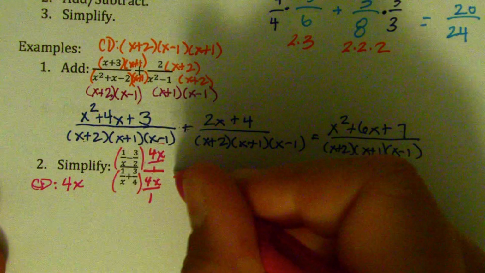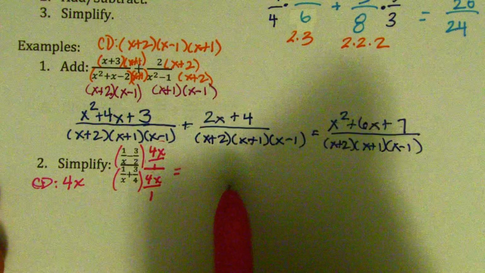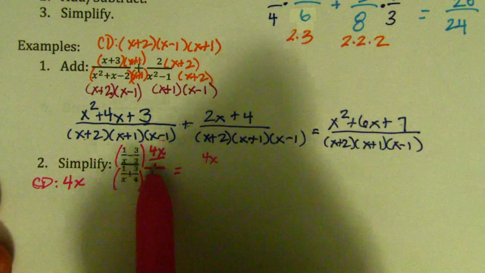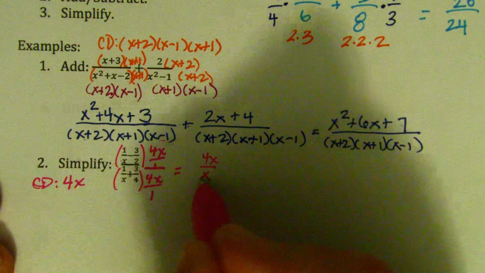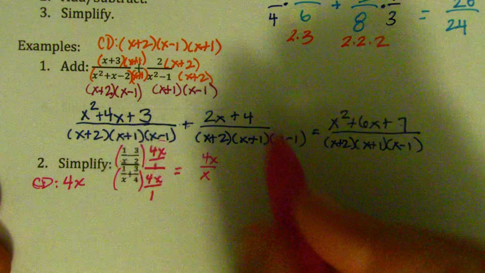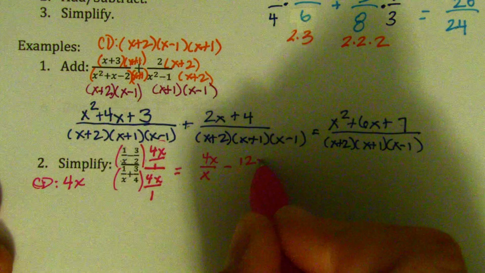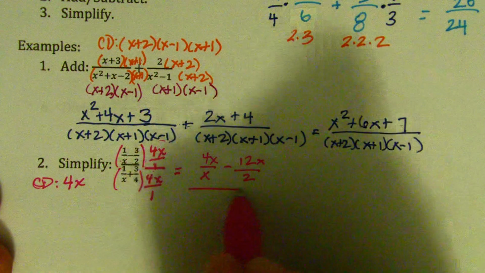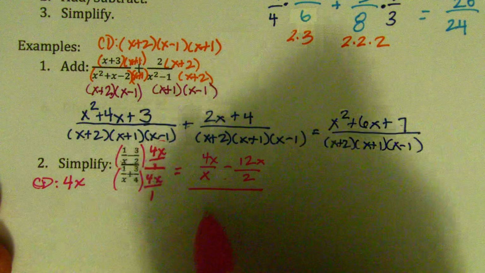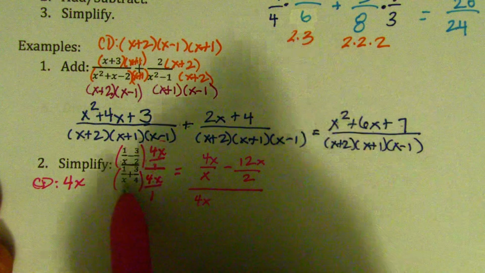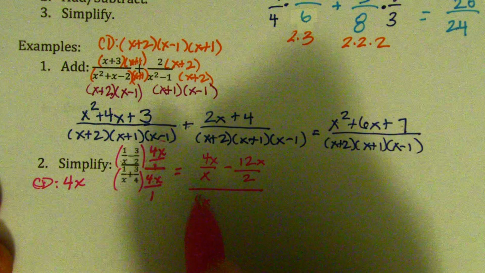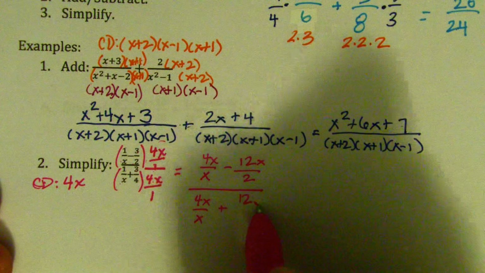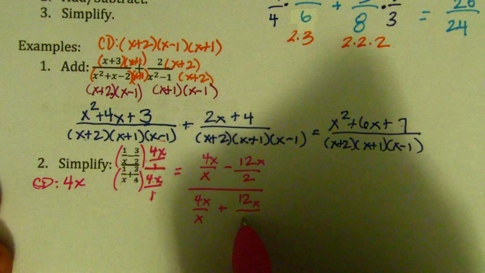And that's going to get distributed onto each piece here. So 4x times 1 is 4x. 1 times x is just x. 4x times 3 is 12x, and 1 times 2 is 2. Then on bottom, 4x times 1 is 4x, 1 times x is x, 4x times 3 is 12x, and 1 times 4 is 4.